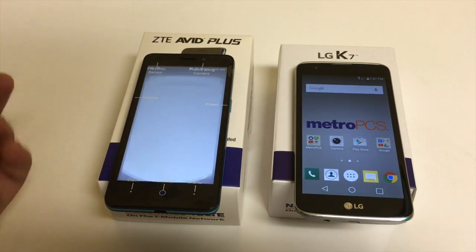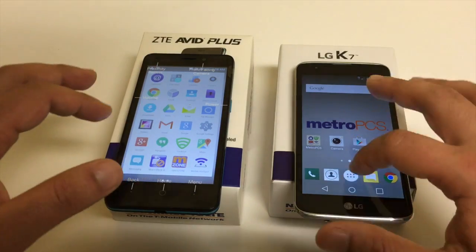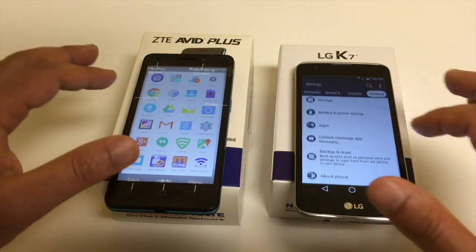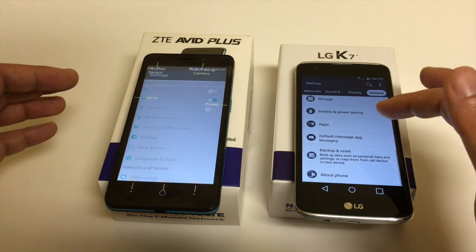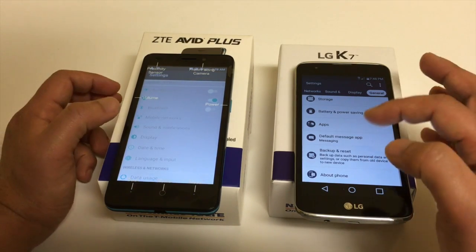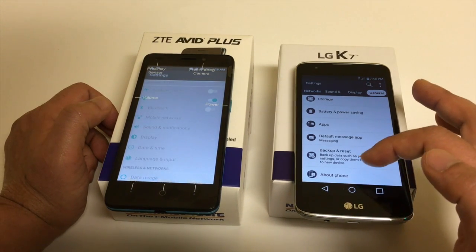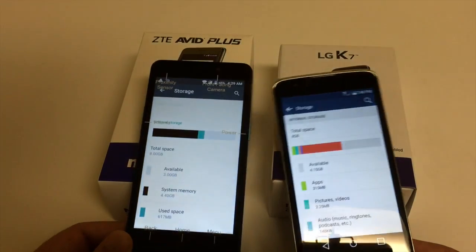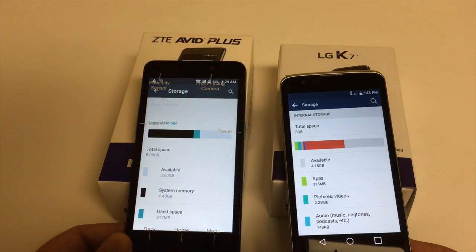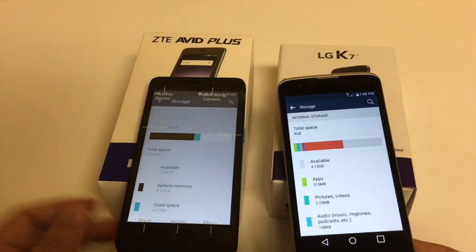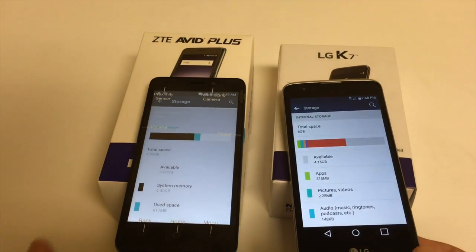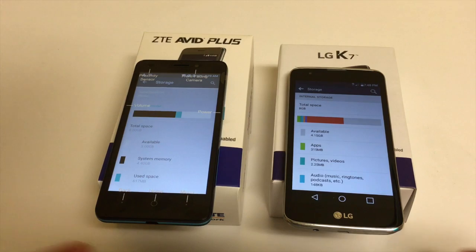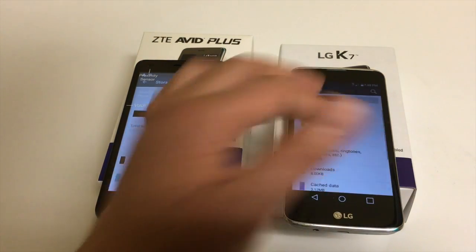In terms of the internal memory, they both have 8 GB. Let's see how much they have been used though, because usually the operating system will use more space than another. So let's go ahead and go to storage. The total space is 8 GB on both phones, but the available space here is only 3 GB, while this one has 4.15 GB left on the phone. So you'll actually have more internal memory to start with on the LG K7 compared to the ZTE Avid Plus.